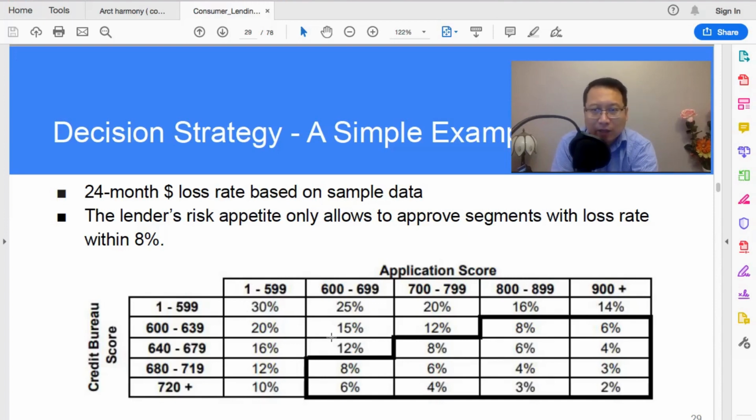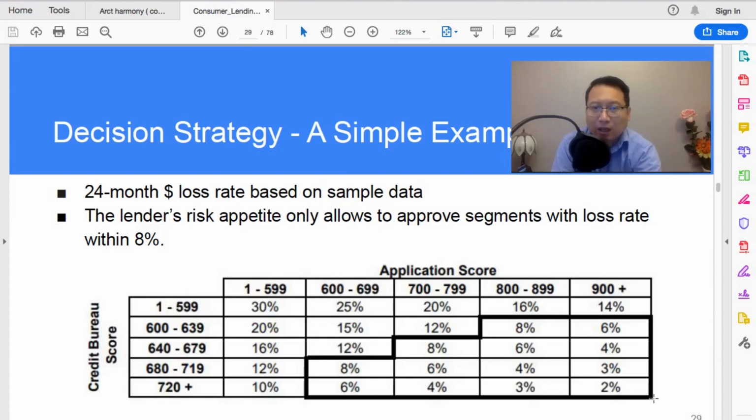On the other hand, if you have a high score for both scores, in the lower right corner, you can see application score 900 plus, credit bureau score 720 plus, the loss rate is as low as 2%. So how do we use this score matrix? Remember we talked about the risk appetite. So let's look at the lender's risk appetite. In this case, they only allow approving segments with a loss rate within 8%. Okay, so that's the risk appetite statement.